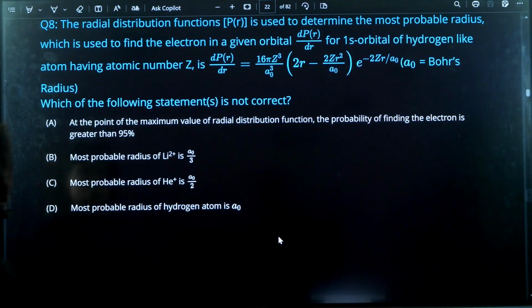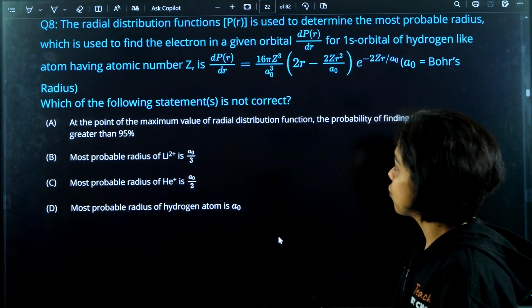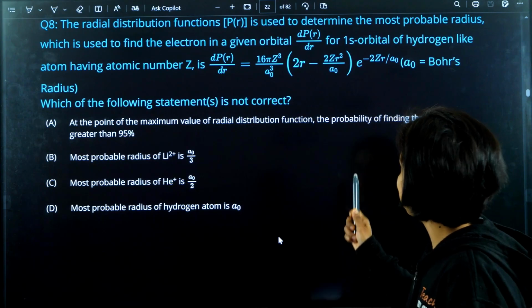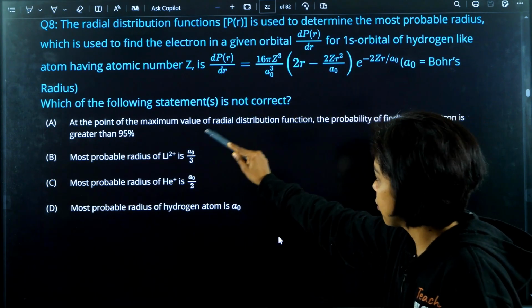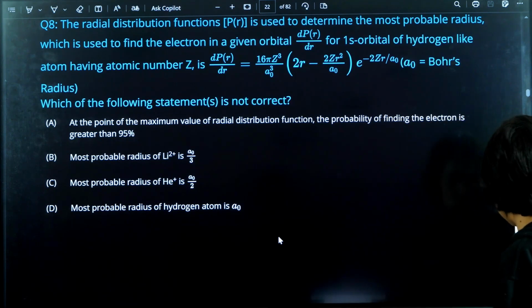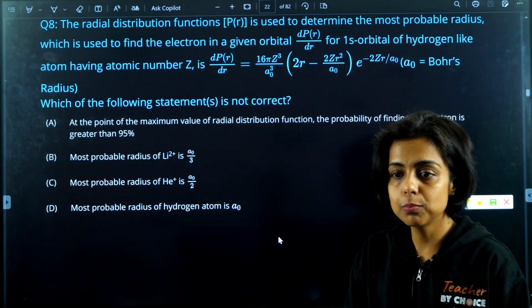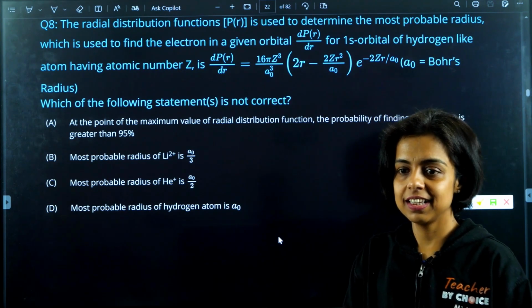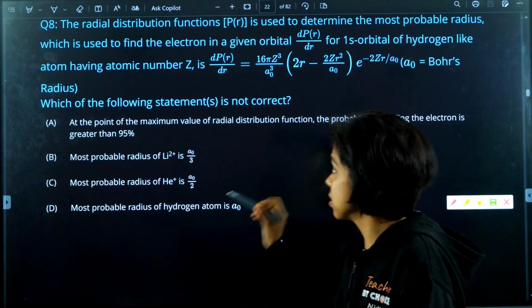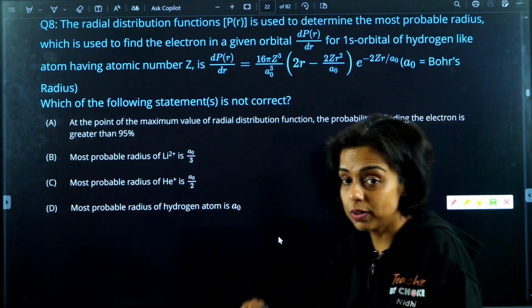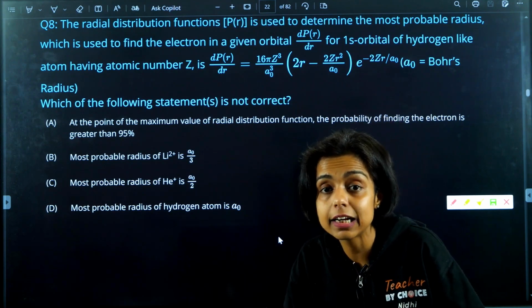Now, 8th question. The radial distribution function is used to determine the most probable radius, which is used to find the electron in a given orbital. So dP by dr for the 1s orbital of a hydrogen-like species with atomic number Z is given as this. Which of the following is not correct? Let's check it out. To find the most probable radius, dP by dr should be equal to 0 to get the maxima, where the probability of finding the electron is maximum.